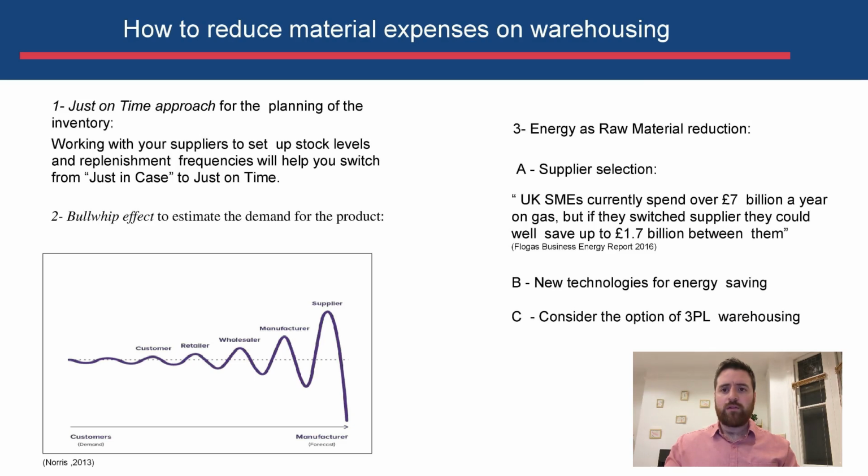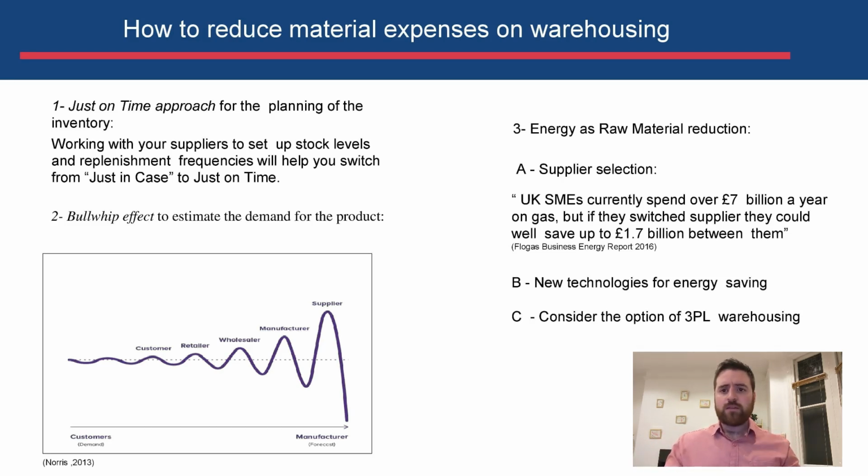One methodology that can reduce the inventory quantity managed by companies, and therefore has a direct impact on the quantity of raw material, is the just-in-time approach for planning the inventory. A quick win for SMEs that cannot afford staff investigation on the efficiency of their inventory is to look at vendor-managed solutions, such as a consignment stock or vending machine. It's not ideal for every environment. Working with your suppliers to set up the stock levels and replenishment frequencies will help you switch from just in case to just in time.